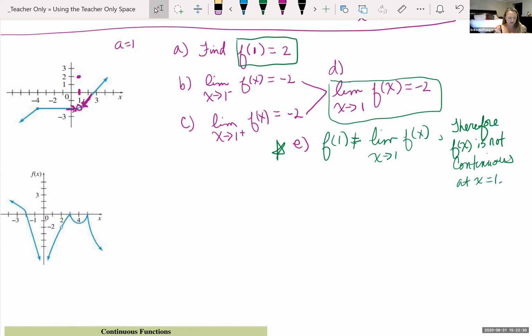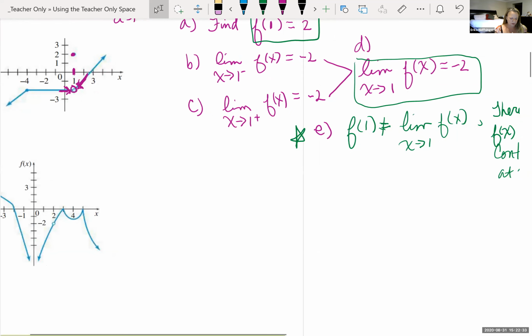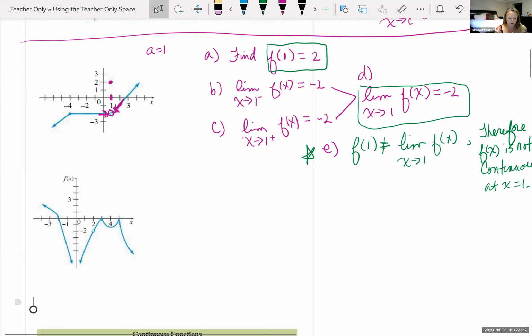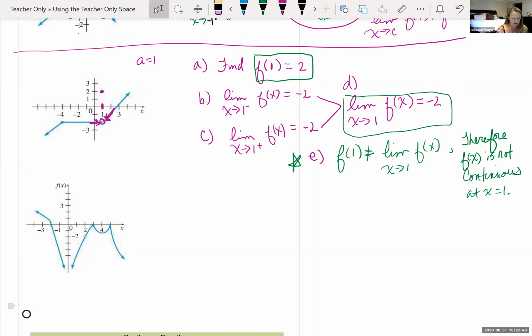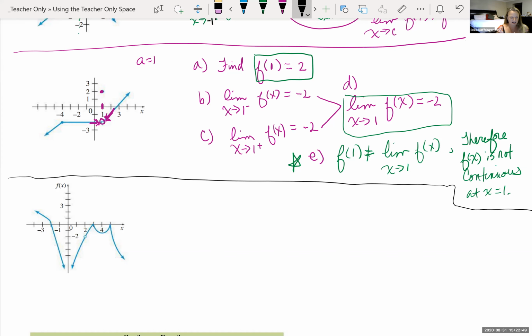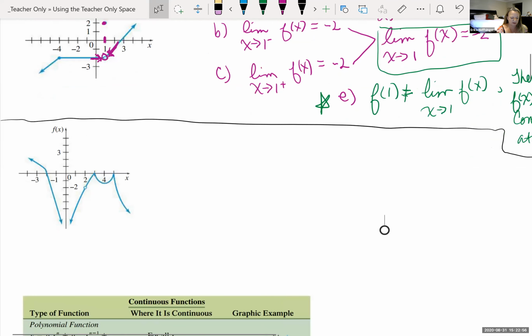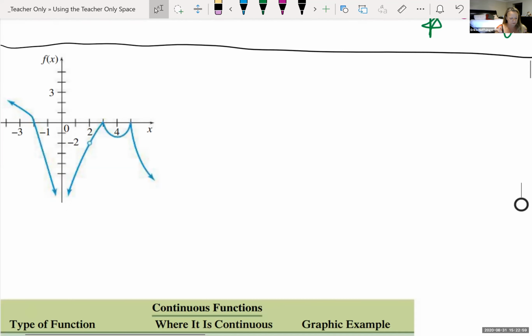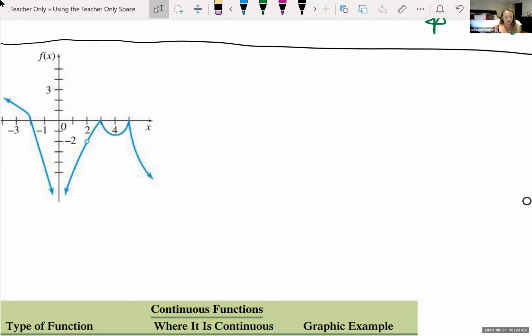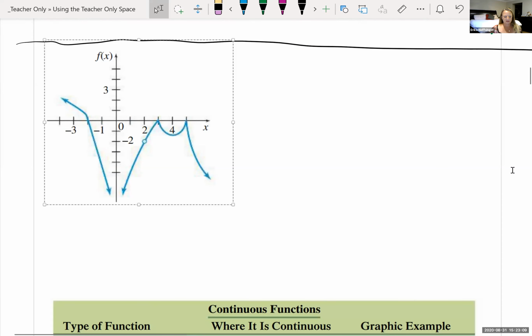Okay, so looking at the following example, determine where it's not continuous. I'm just going to blow this up so I can have more. So I noticed in this graph, there's multiple places where it's not continuous.